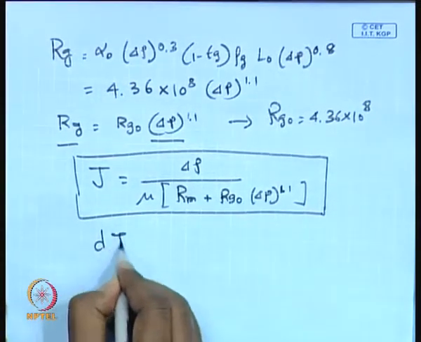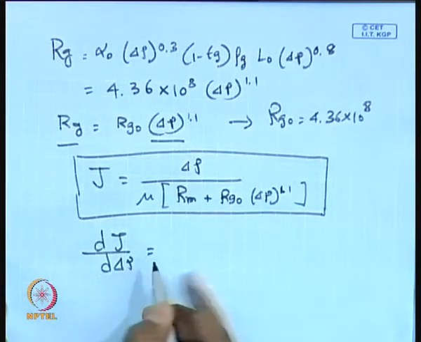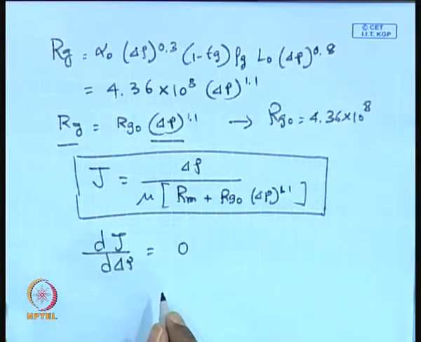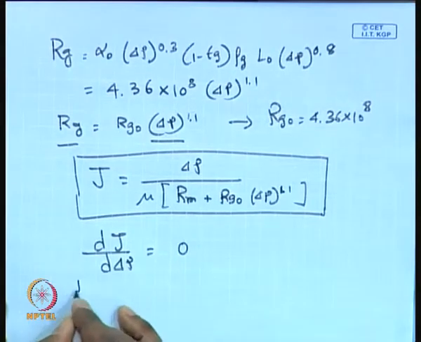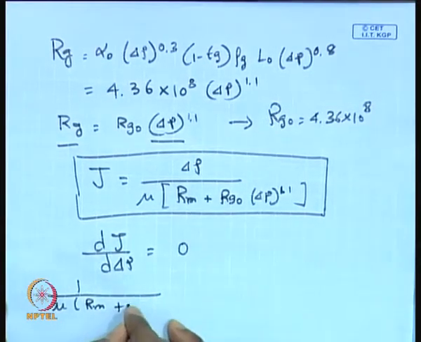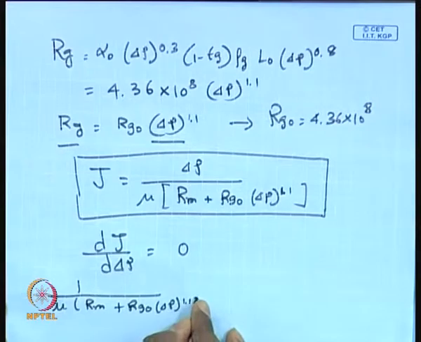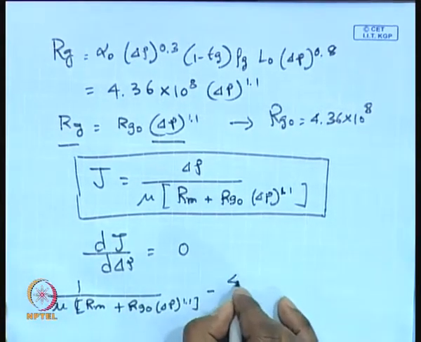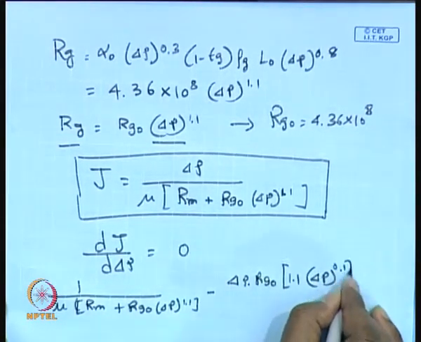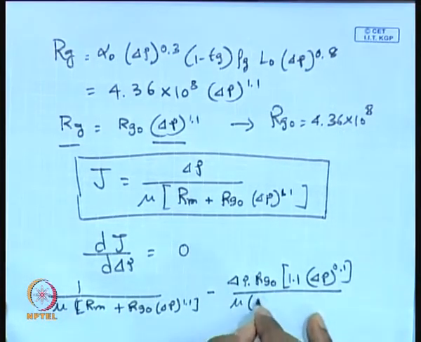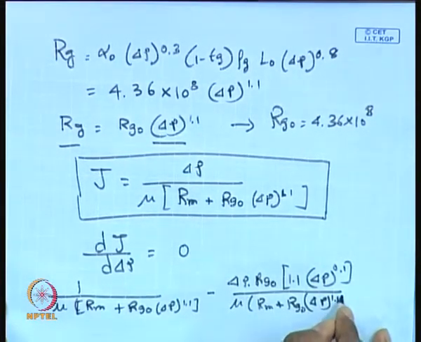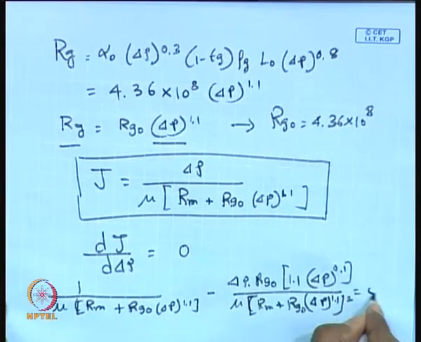So, dj d delta p, if you evaluate that and put it equal to 0, this turns out to be 1 over mu into R m plus R g naught delta p raised to the power 1.1, minus delta p R g naught 1.1 delta p raised to the power 0.1, divided by mu R m plus R g naught delta p raised to the power 1.1 squared, equal to 0.